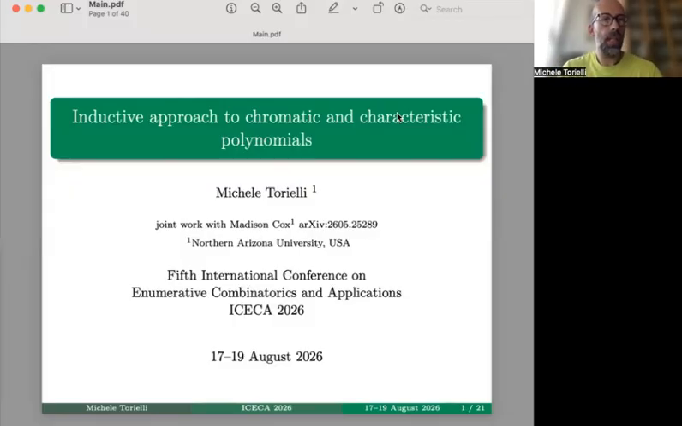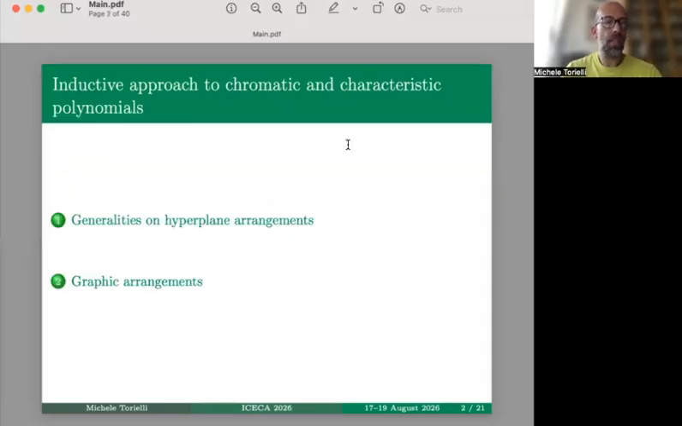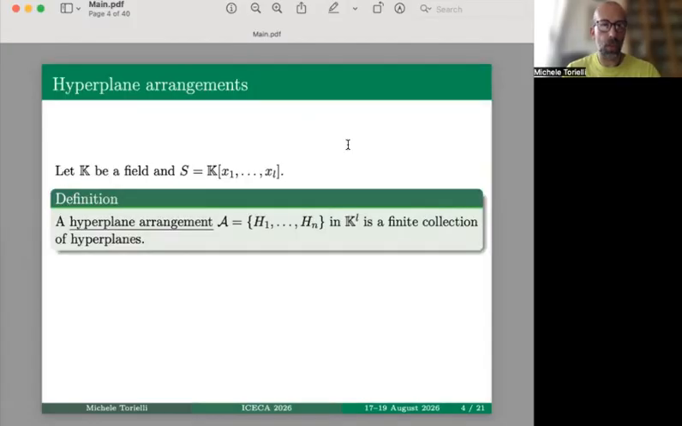So today I will describe a new approach to computing chromatic and characteristic polynomials. This is joint work with my master thesis student, Madison Cox, who worked with me last year at Northern Arizona University. This talk is divided into two parts. In the first part, we'll talk about hyperplane arrangements, and then we'll describe a special family, the arrangements associated with simple graphs. So let's start with the first part.